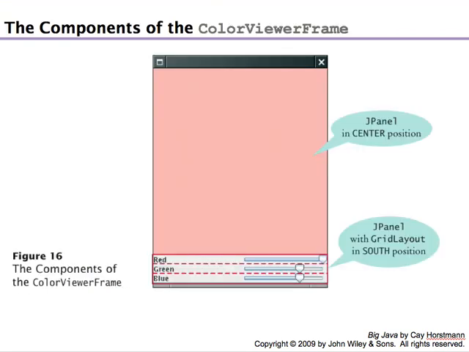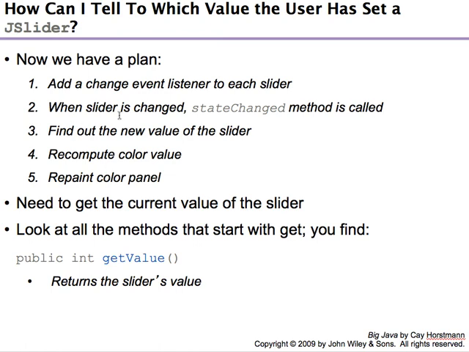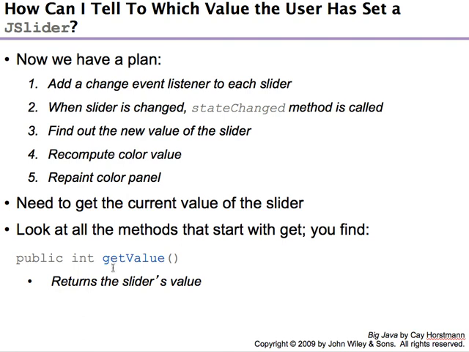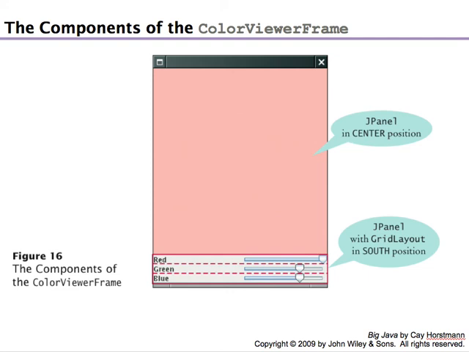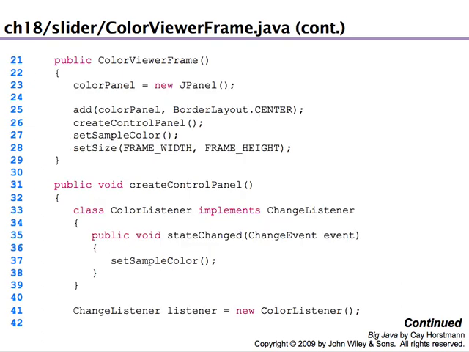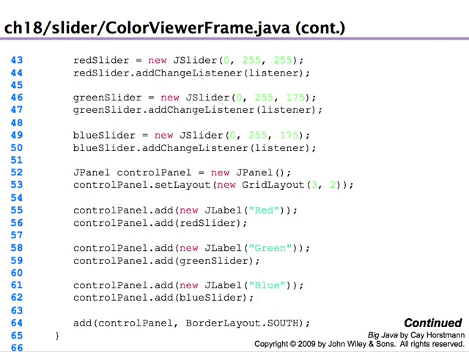It's nice steps. A slider has a change event, by the way, that has a method called stateChanged. So there's a change listener instead of an action listener that has a method called stateChanged. And to get the value of the slider, there's a method called getValue, which gives you the current value of the slider. Here is the layout. Here are the classes. Here is your main program.